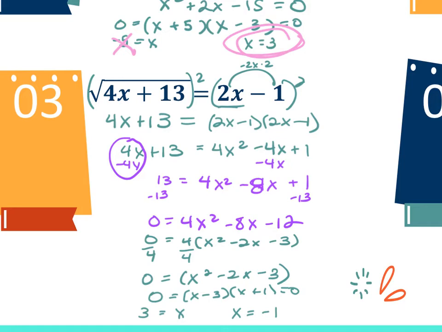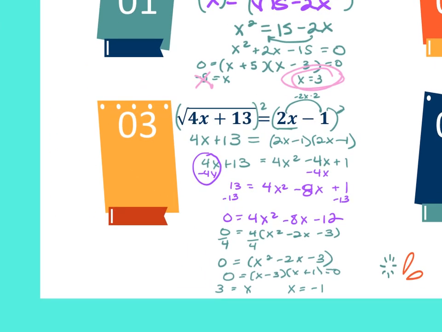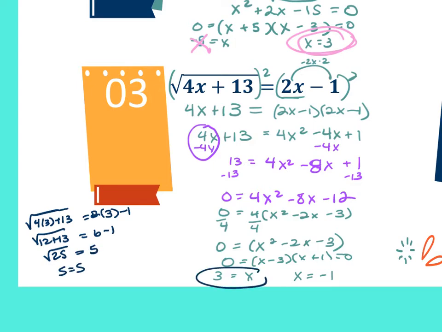Now what? Check them. Square root of 4 times 3 plus 13 equals, sorry, equals 2 times 3 minus 1. Square root of 12 plus 13 equals 6 minus 1. Square root of 25 equals 5. 5 equals 5. That one works.